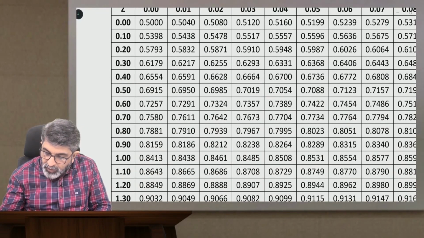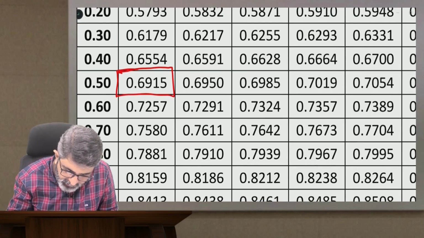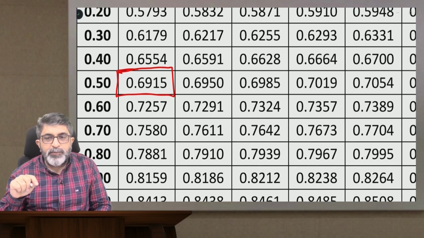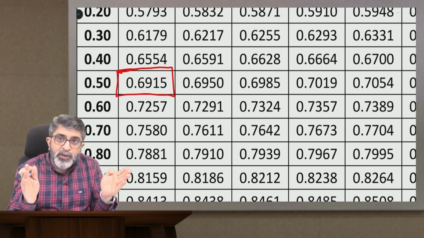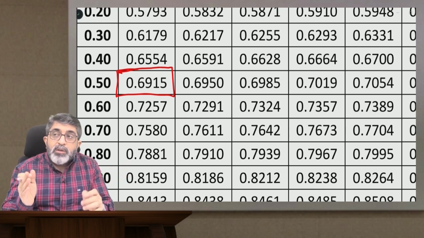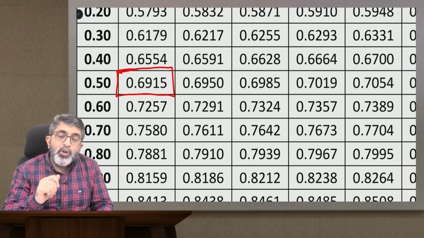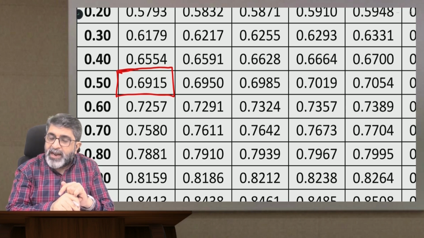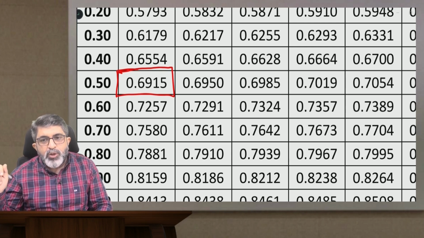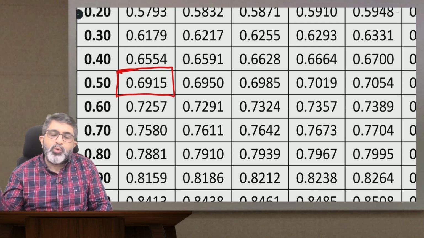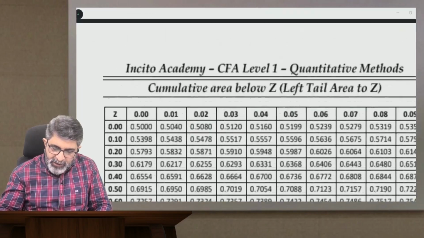0.6915. This one. Let me mark that. So if it is 0.6915, that is the area from z equal to 0.5 to the extreme left. But we want the probability of returns below 9%. So it is the opposite side that we are looking at. So it is going to be 1 minus 0.6915. So 1 minus 0.6915 will give you the other probability, that is 0.3085 or 30.85%.